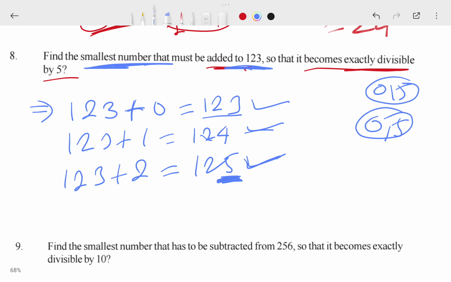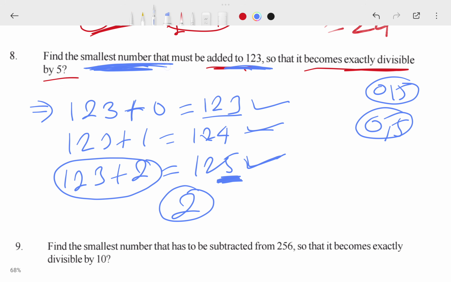So what is the smallest number we can take? This is a 2. The smallest number 2 we can take here. Why? Because we have to add the smallest number to 123 so that it becomes exactly divisible by 5. If I take the smallest number 0 and add it, it is not going to be exactly divisible by 5. If I take 1, it is also a small number, but after adding, this is 124, and it is also not divisible by 5.